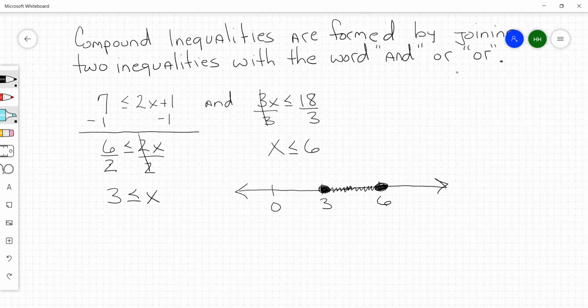Typically, when you see the word "and" in the inequality, you're going to be shading between the solutions. Okay?